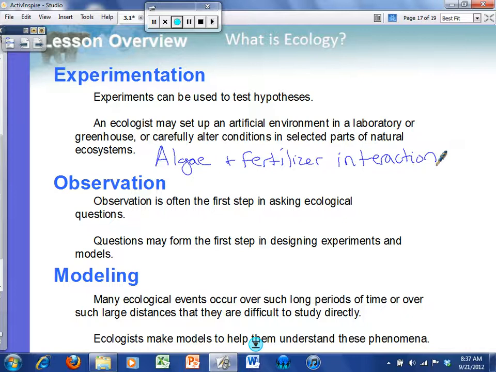All right, observation, usually the first step. And that's a fire drill. So we're going to step out. But this here is the rest. We'll pause.